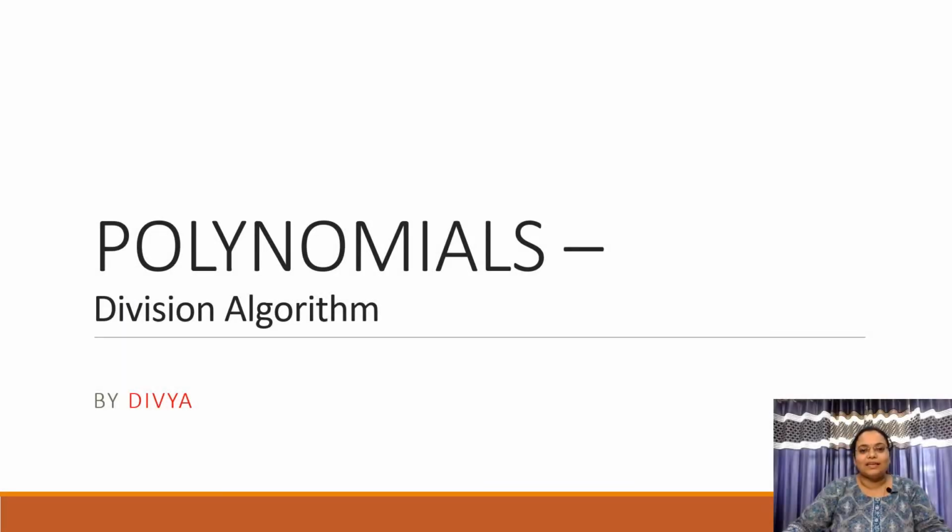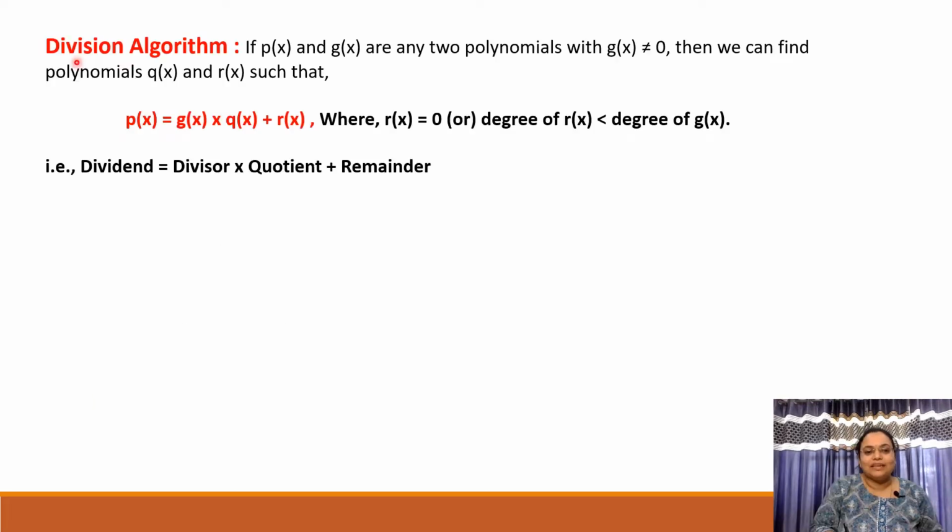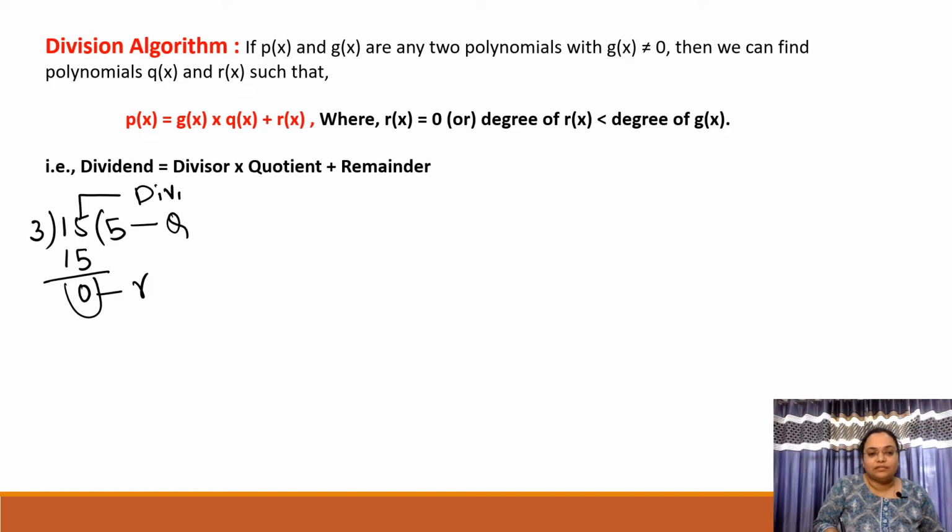Today we will discuss division algorithm from the chapter Polynomials. Division algorithm. So, if I take an example, that is 15 divided by 3. Yes, so 3 5s is 15. We all know that 5 is your quotient and 0 is the remainder, right? So 15 is your dividend and 3 is the divisor.